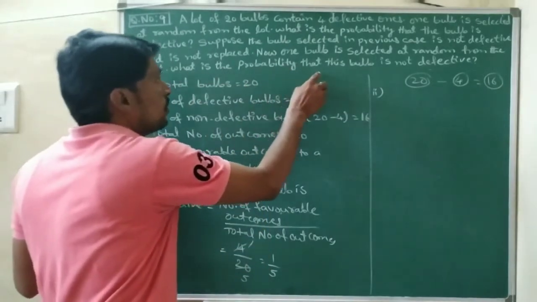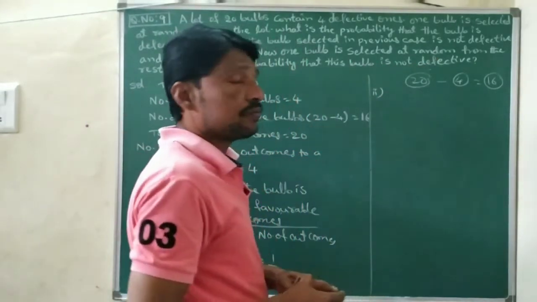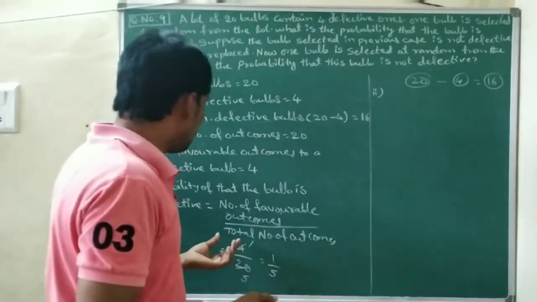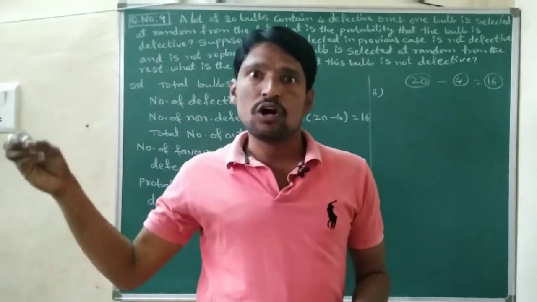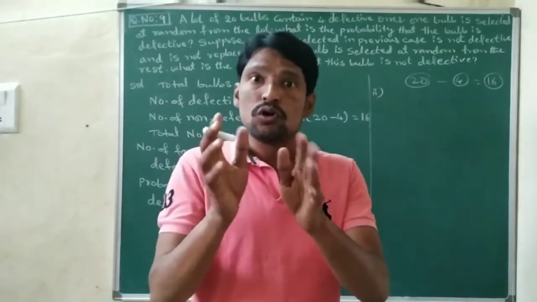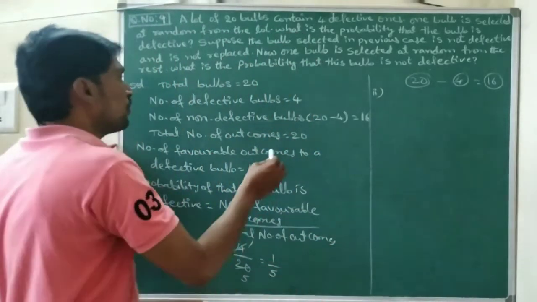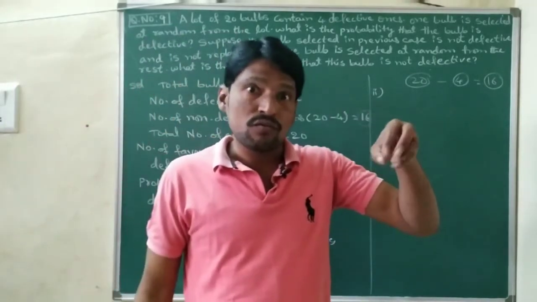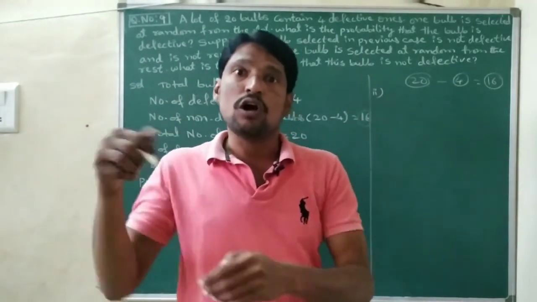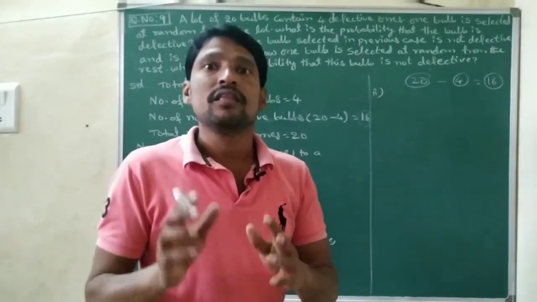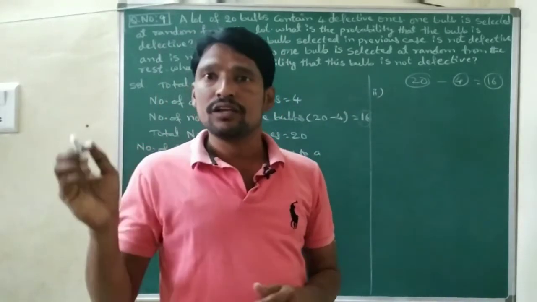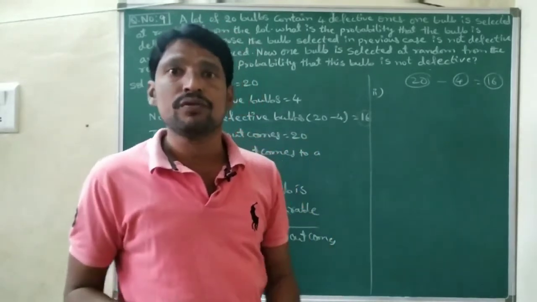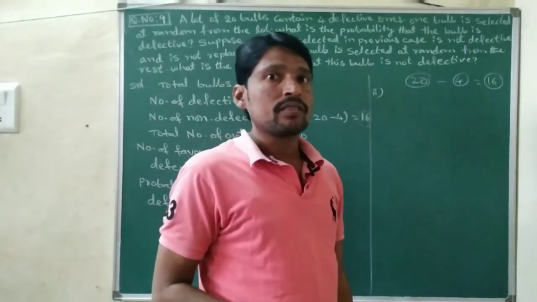So what is the probability that the bulb is not defective? Not defective one we need to find. In the previous case also, what we chosen, what we took out, that is not the defective. So total non-defective one here, how many bulbs it will be? Total non-defective bulbs are 16. Now how many outcomes we can get here? That is 16 minus 1, that equal 15 bulbs. Number of favorable outcomes to non-defective, how many? That is 15. Total outcomes will be 19.